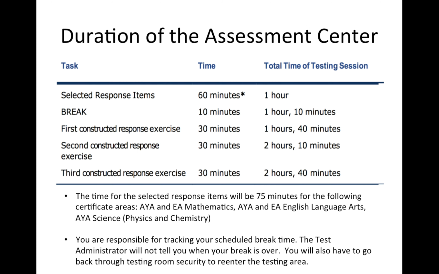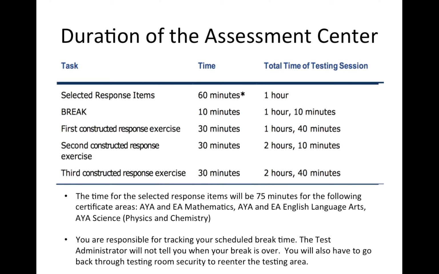First thing I want to do is just talk about the test in general. You will have to go to a testing center, and we've got some information at the bottom of this presentation about how you will go about doing that. But once you get there, this is the order of the test. The first thing you'll do is take the selected response items. These are also known as multiple choice items.